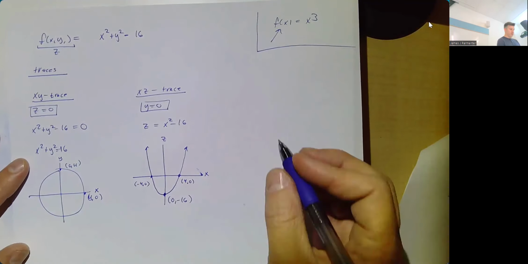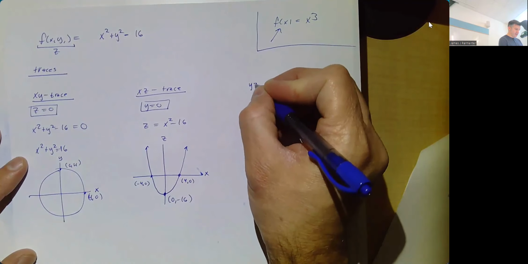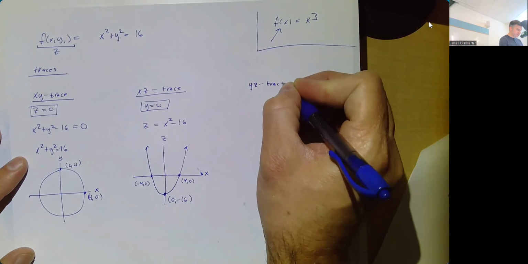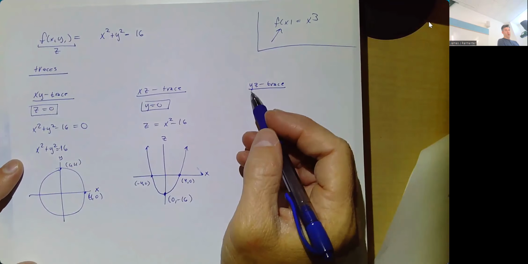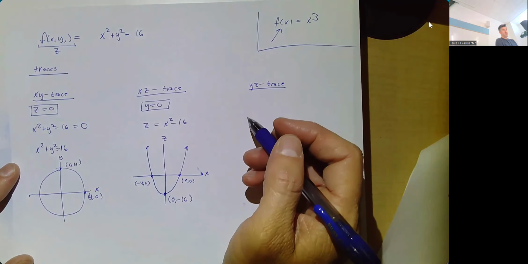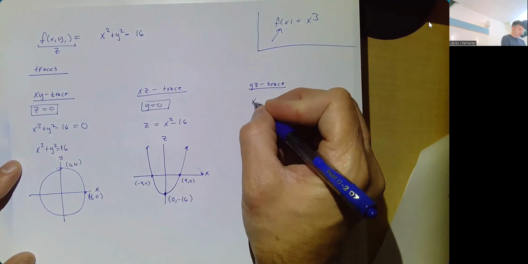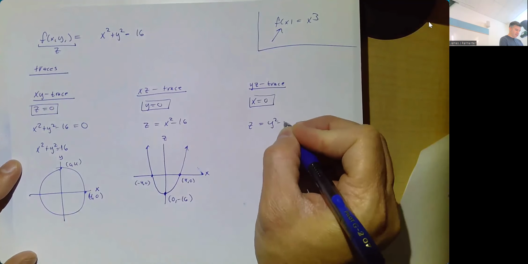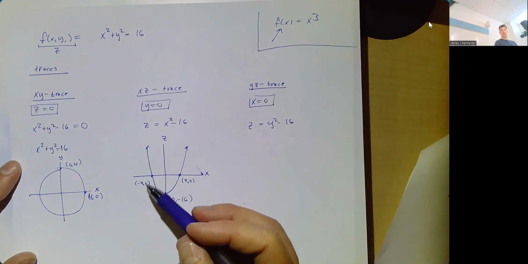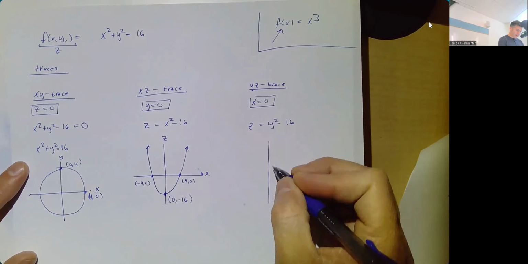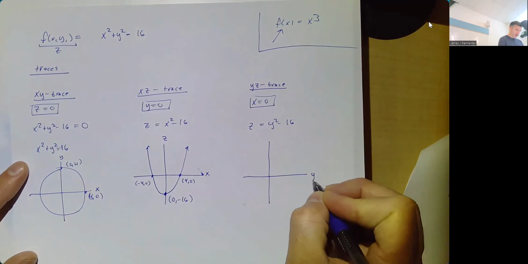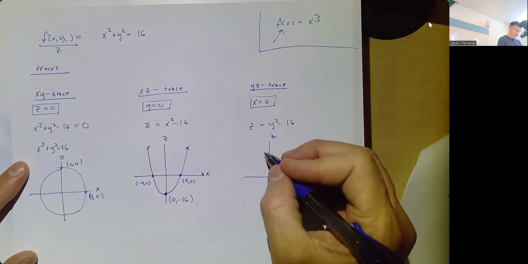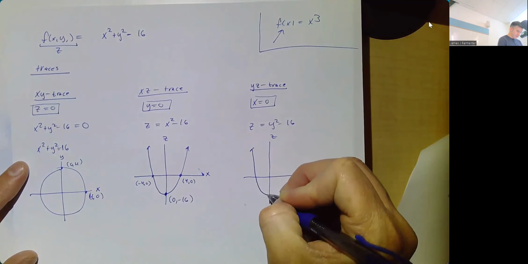And finally, the YZ trace is going to be very similar to the XZ trace. Because now for the YZ trace, what am I setting equal to 0? When I do that, I'm going to get Z equal to Y squared minus 16. And that's going to look exactly the same as this one over here. I'm just going to draw it now with my horizontal axis being Y, my vertical axis being Z, and getting the exact same shape.